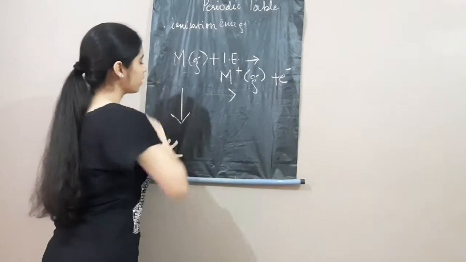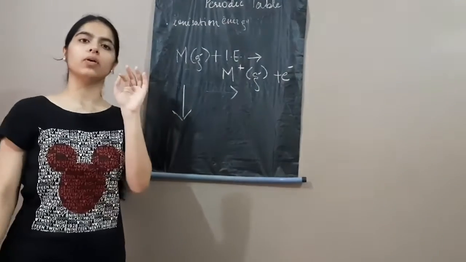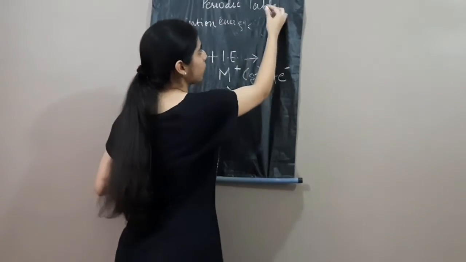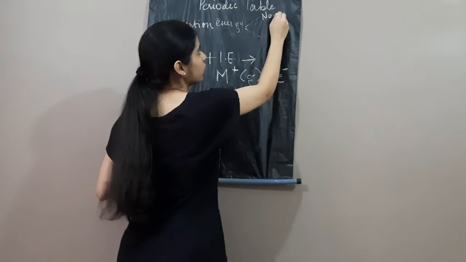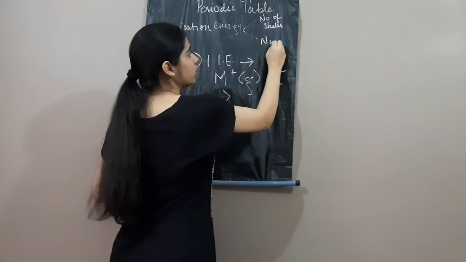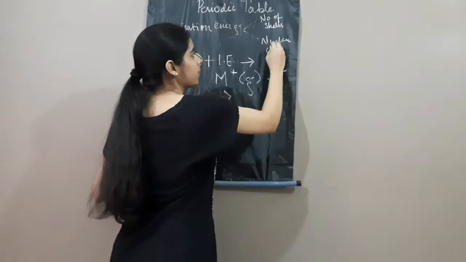First of all, we have already discussed that every periodic property depends upon 2 factors, that is the number of shells and the next is what? Nuclear charge.